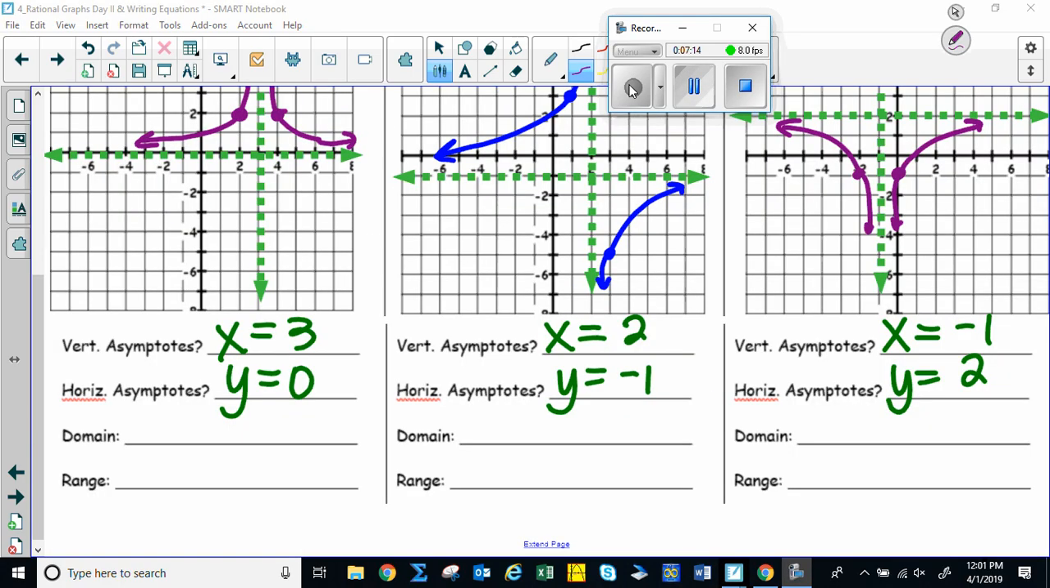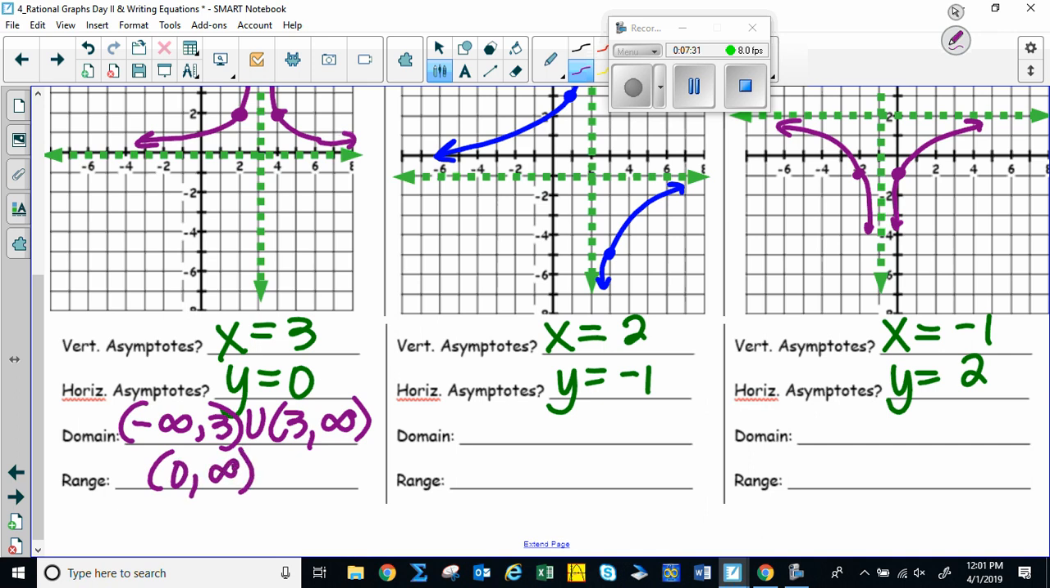The rest of this should be pretty straightforward, just like we saw on Friday. So my domain is negative infinity to 3, and from 3 to infinity. My range is from 0 to positive infinity. Because it was quantity squared, you're only going to see one piece of the range, versus in B, we're going to have the union. So we'll go from negative infinity to 2, and 2 to infinity for the domain, and the range will go from negative infinity to negative 1, and negative 1 to infinity.